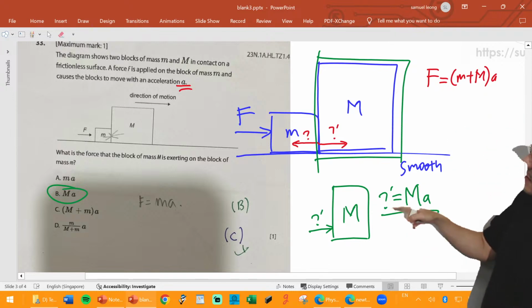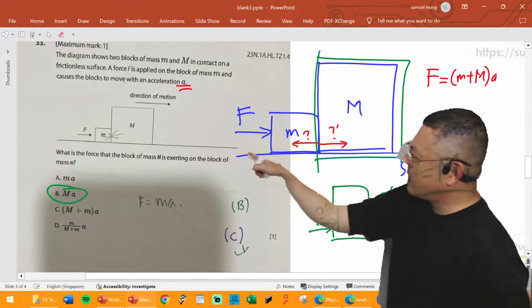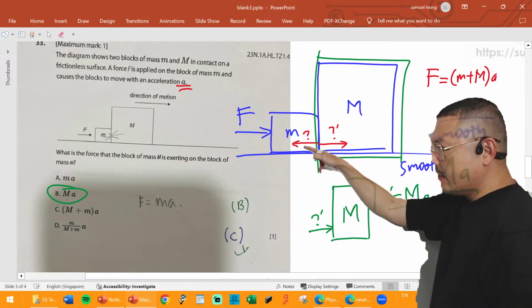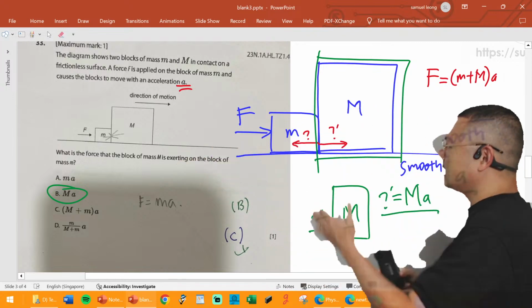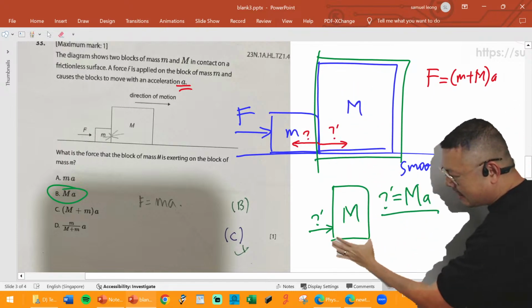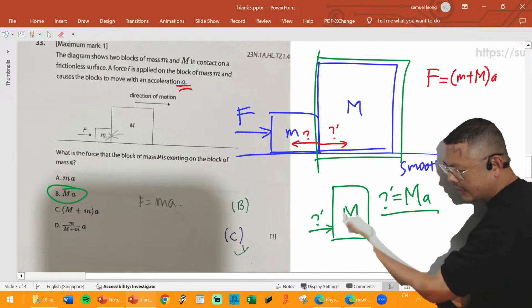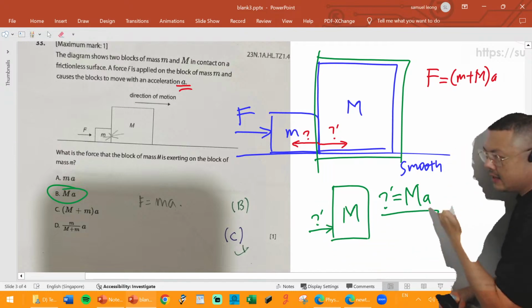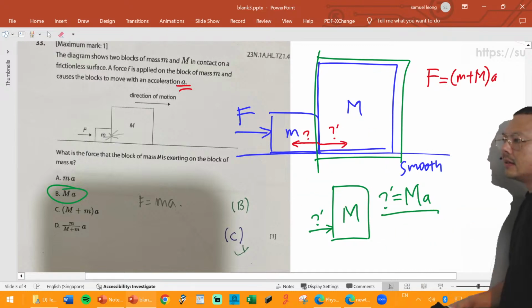The force that they want me to find, that the big M is exerting on small m, happens to be the same force that the small m is exerting on the big M, and we establish that this force will cause big M to accelerate, and therefore this unknown force is MA. This is the answer over there, right? That's the answer.